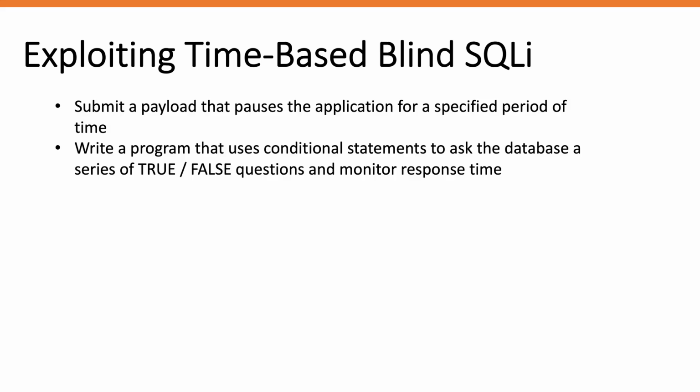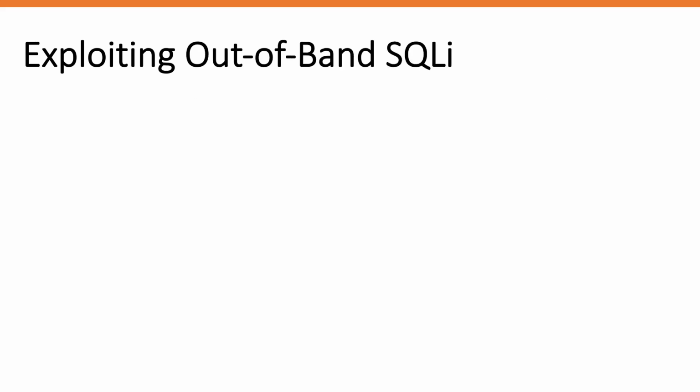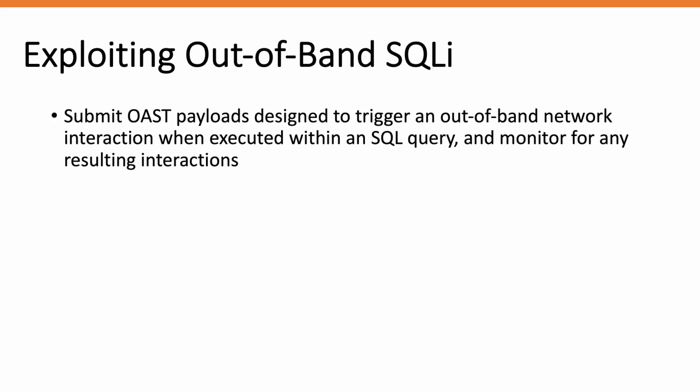And we'll gain hands-on experience in all of these different types of SQL injection vulnerabilities in the upcoming videos. Okay, so exploiting out-of-band SQL injection. Again, a reminder, this is a vulnerability that consists of triggering an out-of-band network connection to a system that you control. And the way to exploit it is to submit out-of-band payloads designed to trigger an out-of-band network interaction when executed within a SQL query, and monitor for any resulting interactions.